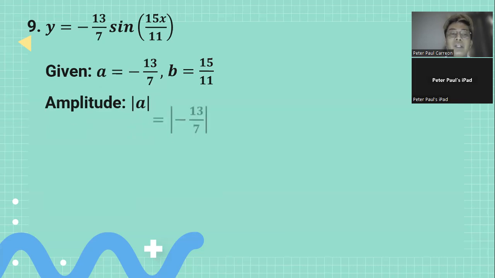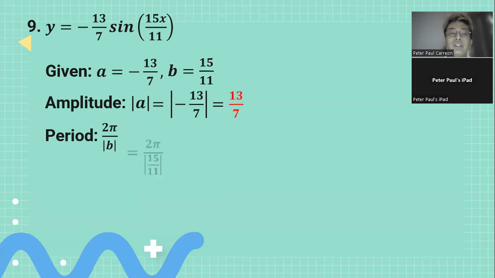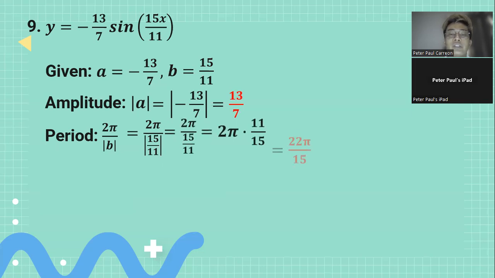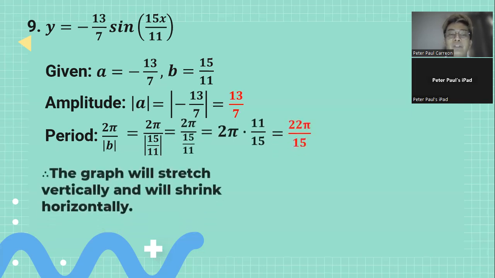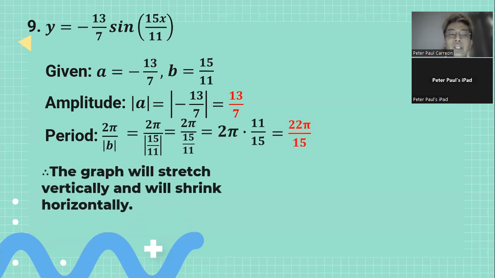For item 9, ayan yung ano natin, answers. KFR din yung ginamit for the period. So the graph will stretch vertically and will shrink horizontally.